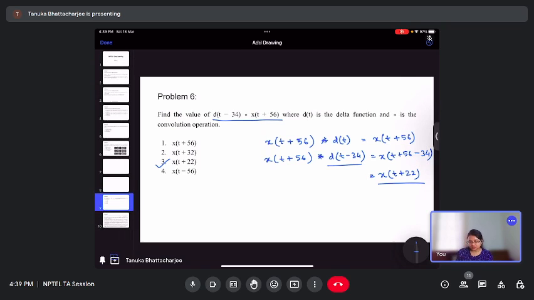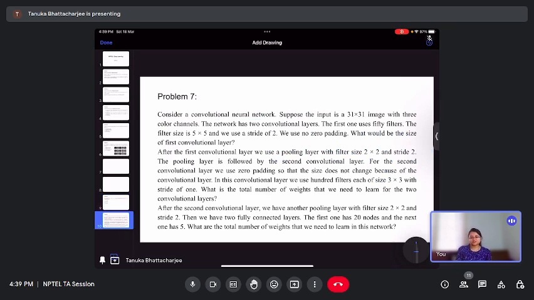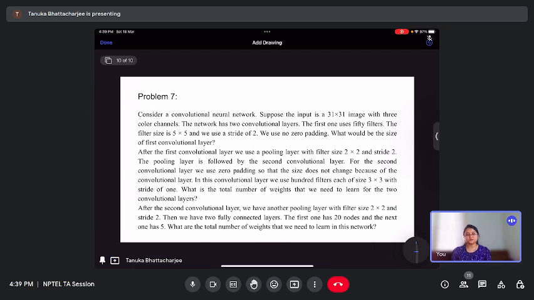Correct. Now let us move on to the last problem of today's session. This will be on convolutional neural networks.